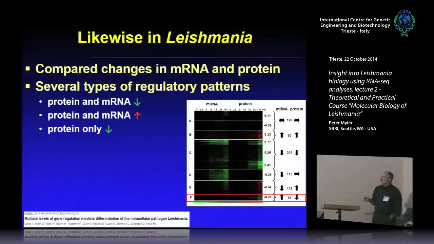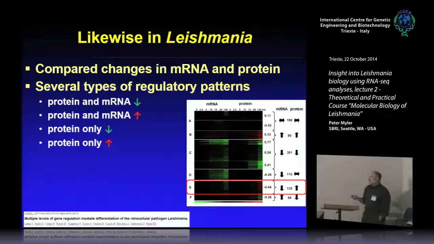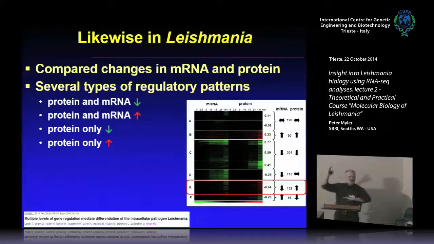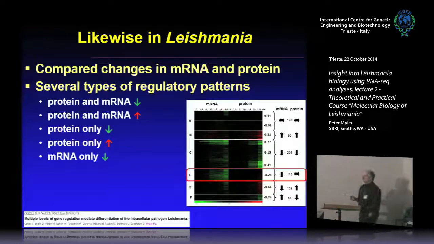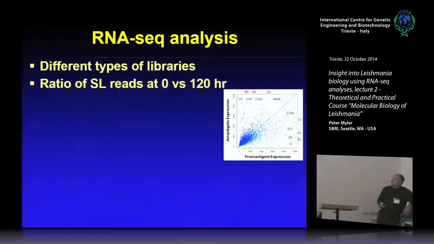But we had 66 genes where the protein level went down, but the RNA level actually went up. We had another 132 genes where the protein level went up and the RNA level went down. So 200 genes where the RNA and the protein went in opposite directions. And then we had another 115 genes where the RNA level went down, but the protein level didn't change. So a number of cases where you get the wrong answer by looking at the RNA.